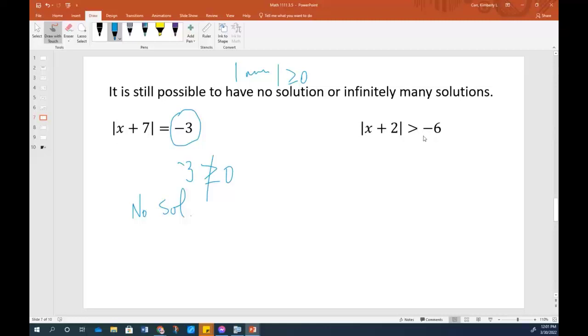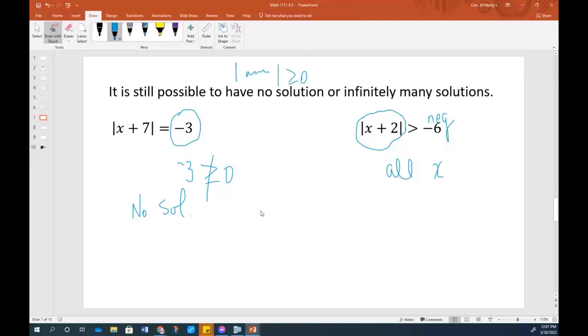On the other hand, any absolute value is going to be greater than a negative number, because any absolute value is greater than or equal to 0. So this one is all solutions.